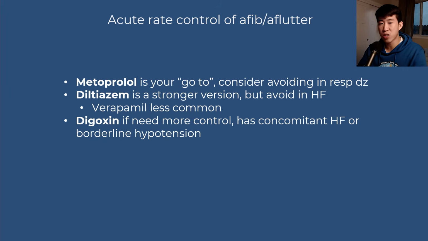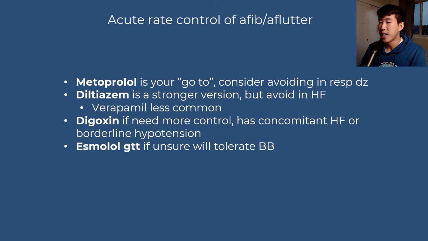If you're still having trouble with the heart rate, or if they've got heart failure or borderline hypotension, then digoxin is going to be a good option to reach for in the short term. And then esmolol drip, if you're unsure that the patient's going to tolerate beta blockers and you really just want to have something that's fast on and fast off.